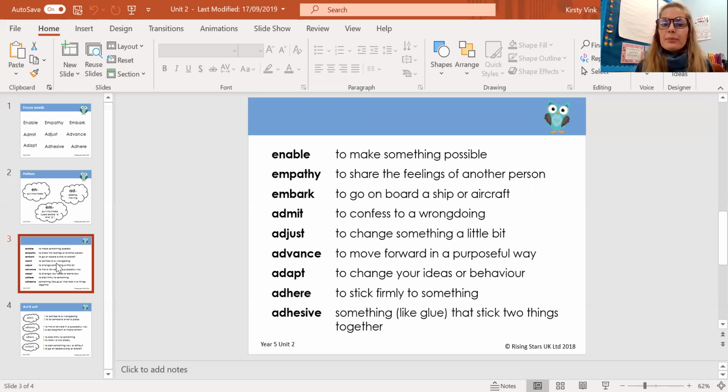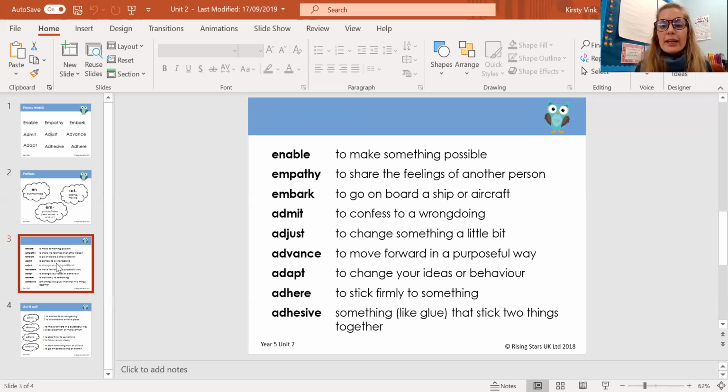If you admit something, it means to confess to doing something that's wrong, okay? You're admitting to it, you're saying, yes, I did do it, it was wrong of me to do it, and you are confessing to it. If you confess to it, it means you're owning up, you're saying yes. If you adjust something, you're making a change, and generally it's a little change, okay? So if you're adjusting something, you're just tweaking it.